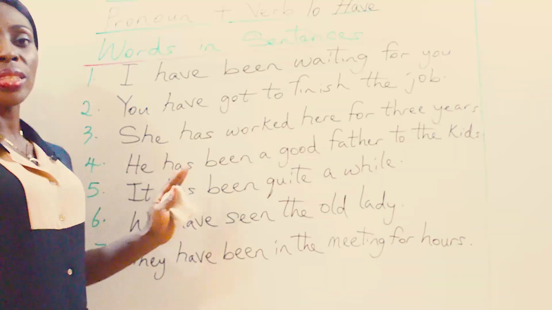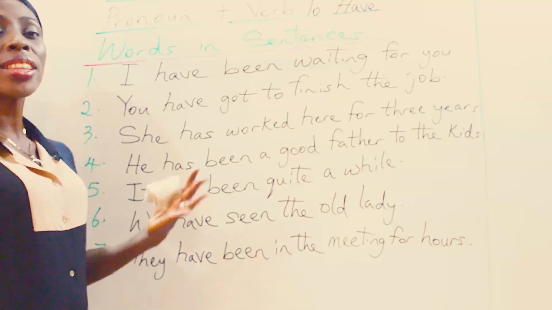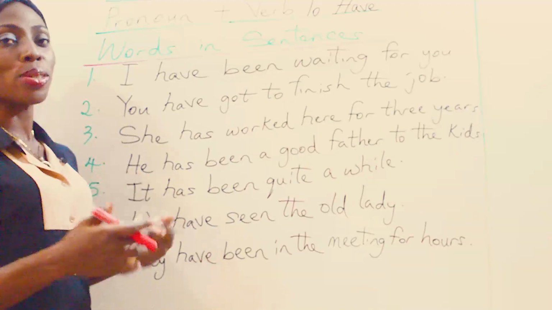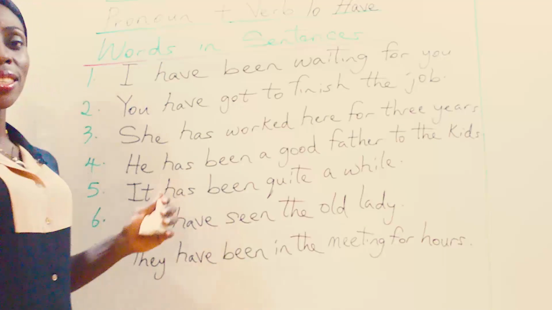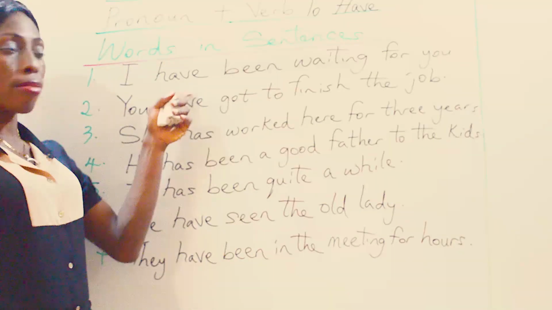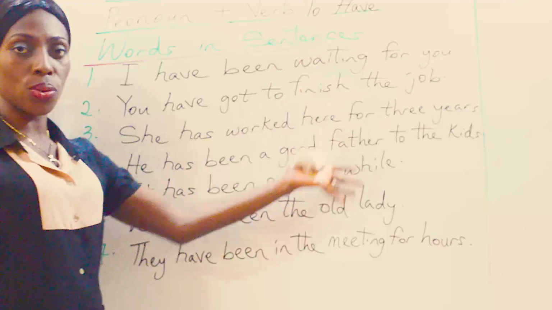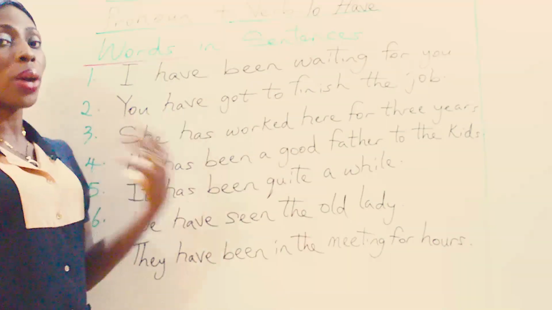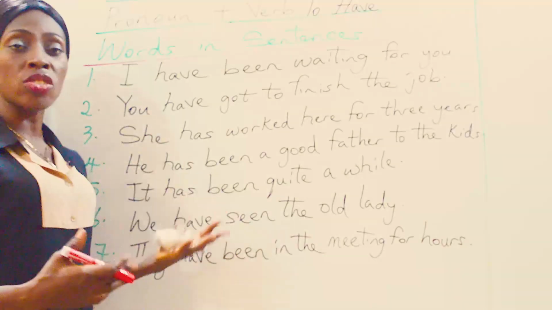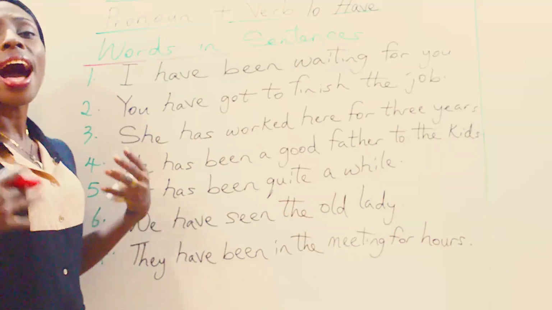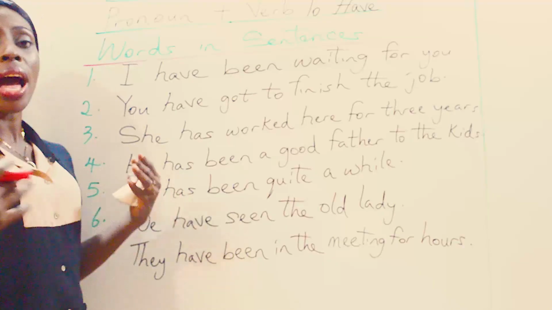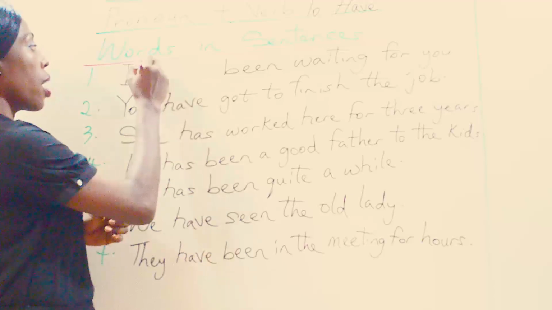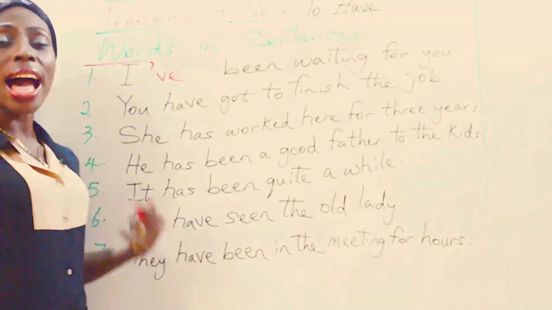We have these words in their base form. So we'll read the sentences and change them to their contracted forms using the apostrophe. The first sentence is this: I have been waiting for you. Now if we change it to its contracted form, I have changes to I've. So let's change it to I've. I've been waiting for you.